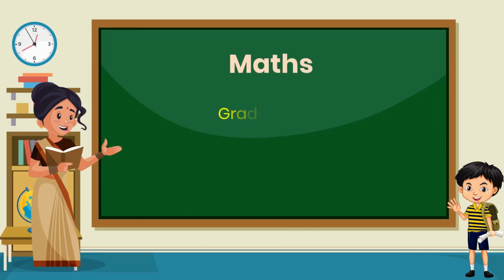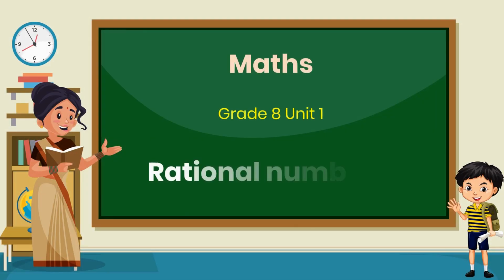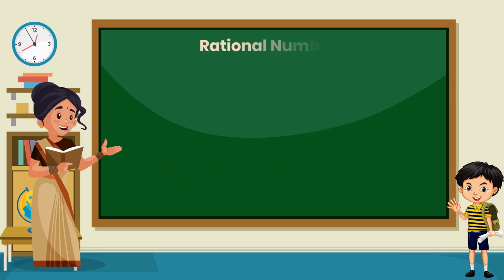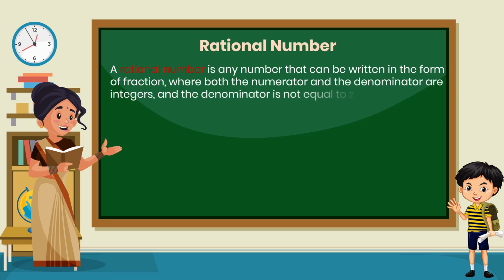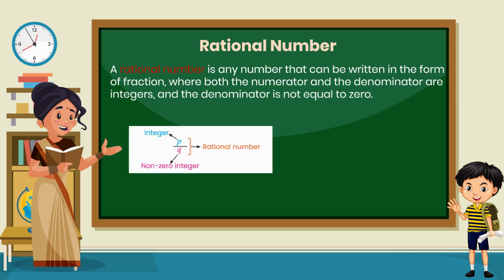Maths. Grade 8 Unit 1. Rational numbers. A rational number is any number that can be written in the form of a fraction, where both the numerator and the denominator are integers and the denominator is not equal to 0. Where p is an integer, which is divided by q, a non-zero integer, it is called a rational number.